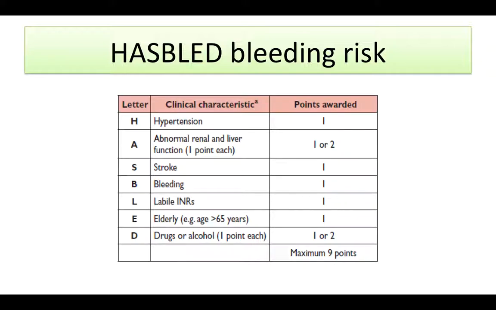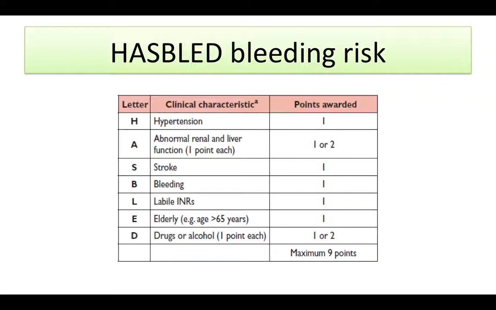But really, the way that these scores were designed, and actually the way that they are recommended to be used, is not to exclude people from anticoagulation, but rather to identify reversible risk factors and to address them. So, for example, if you've got someone who's got high blood pressure, get the blood pressure better controlled. That reduces their risk down.